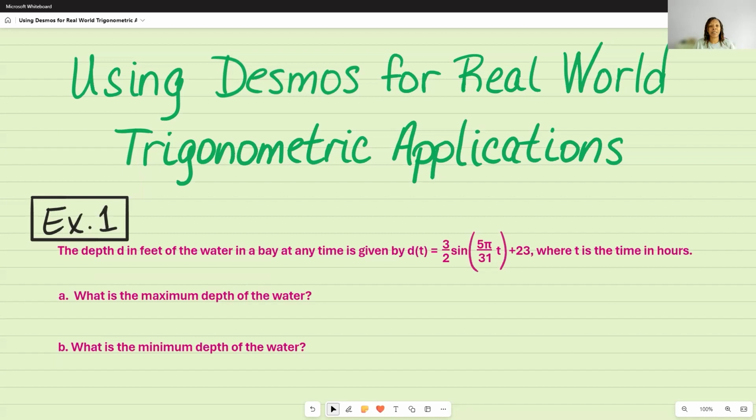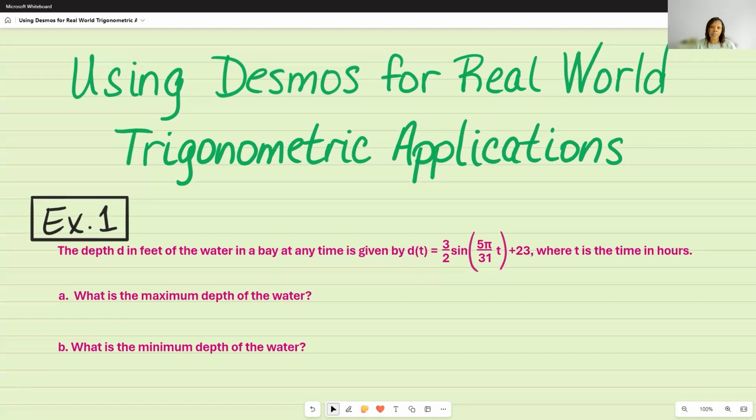Today we're going to discuss using Desmos for real-world trig applications. So in my first example, it states that the depth D in feet of the water in a bay at any time is given by D of T is equal to 3/2 of sine of 5 pi radians over 31 times T plus 23, where T is the time in hours.